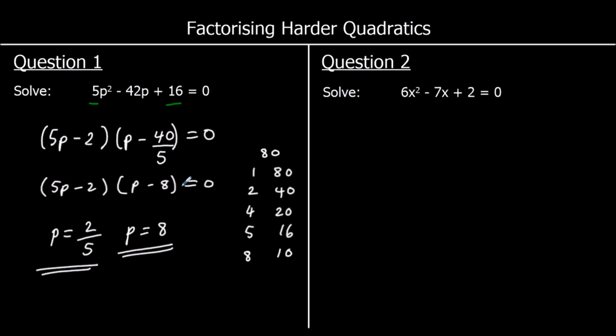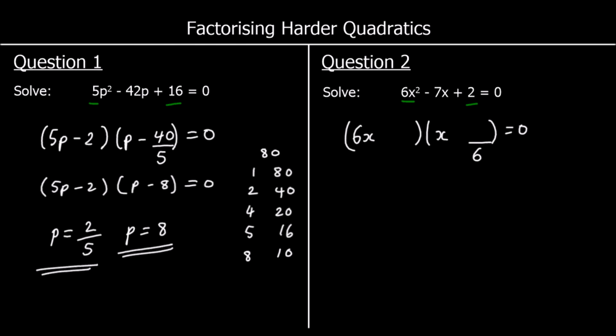Question 2. We have 6x squared. So we'll have 6x in one bracket and x in the other bracket. We're going to do a times c, so we're going to multiply by 6 this time. So we'll undo that by dividing one of the numbers we find by 6.